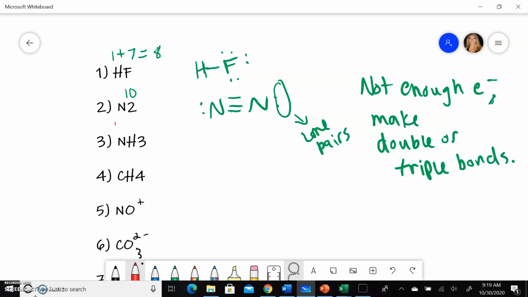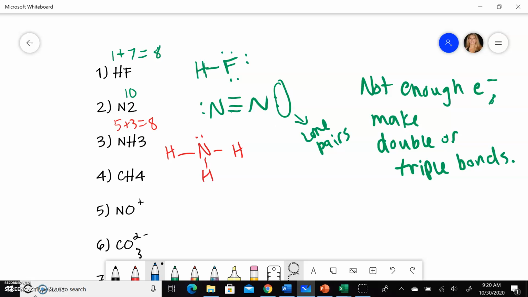We have nitrogen is 5, each hydrogen is 1, so that's going to give us 8 valence electrons. Always put the least electronegative one on the inside except for hydrogen. So hydrogen will go on the outside, and then the least electronegative element that's not hydrogen will go on the inside. We need 6 electrons to bond to the hydrogens, and then we have 2 left, and the only thing we can give it to is nitrogen because the hydrogens can only have 2.